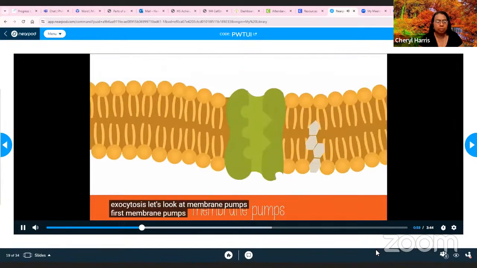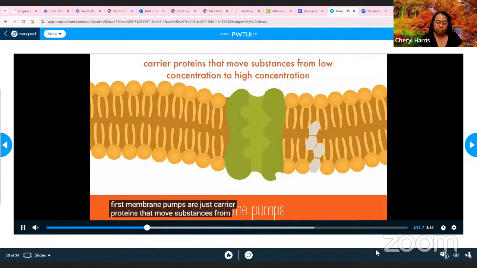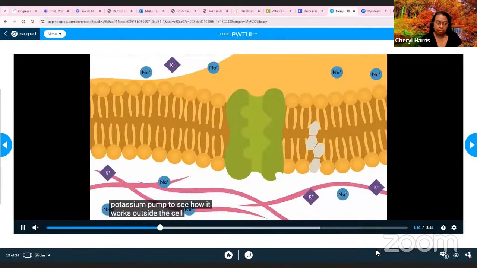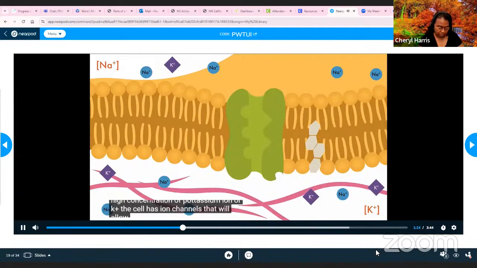Let's look at membrane pumps first. Membrane pumps are just carrier proteins that move substances from areas of low concentration to areas of high concentration. Let's look at the sodium-potassium pump to see how it works. Outside the cell, there's a high concentration of sodium ion, or Na+. The brackets represent the word concentration. Inside the cell, there's a high concentration of potassium ion, or K+. The cell has ion channels that will allow these ions to diffuse and reach equilibrium, but the cell doesn't actually want that. It wants to keep a difference in concentration. So the sodium-potassium pump will force more sodium out and more potassium in all the time.